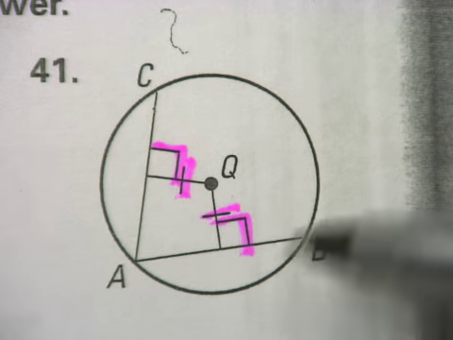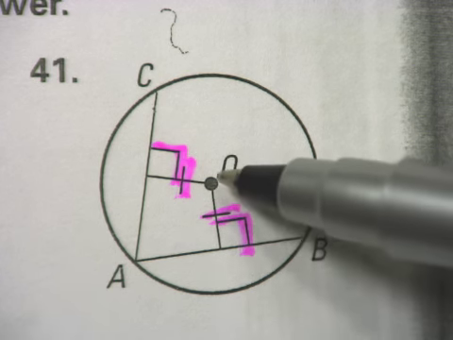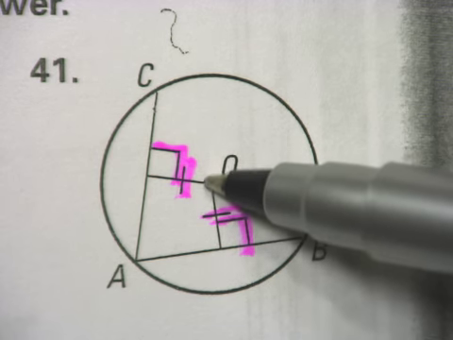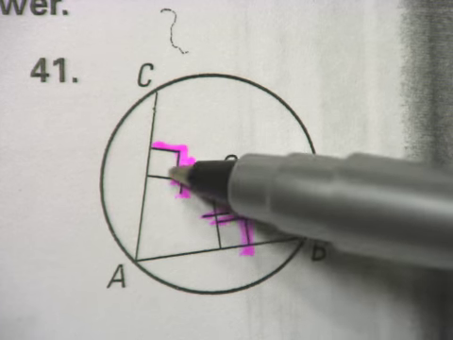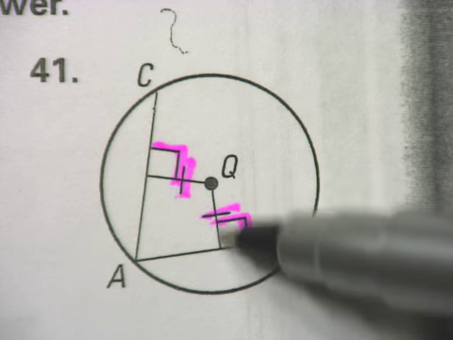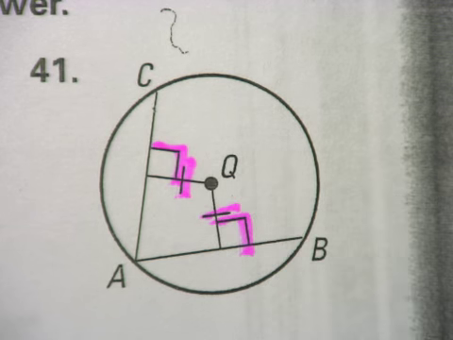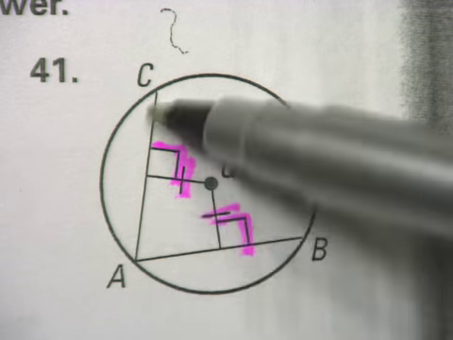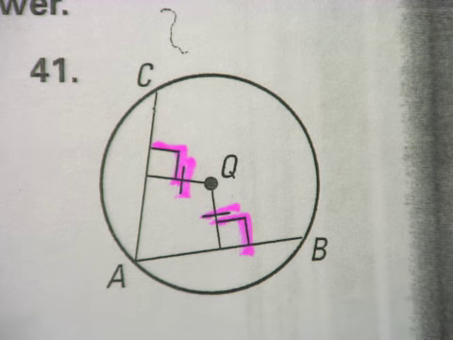Let's take a look at number 41. In number 41, they have a chord CA here, and they have a chord AB here. They're showing me here that the distance from here to here is the same as the distance from here to here. They're doing that by these congruency dashes here. These two congruency dashes tell me that this segment here and this segment here are congruent.